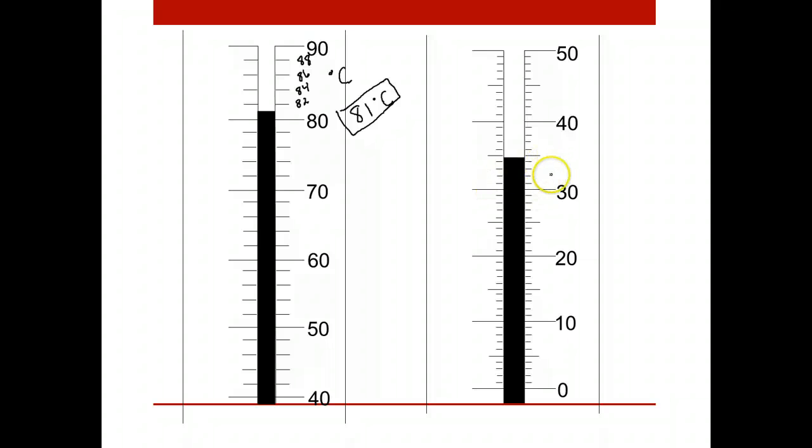If we're looking at this one, let me give you a second to figure this one out. Look at this thermometer and identify what your precise measurement is.